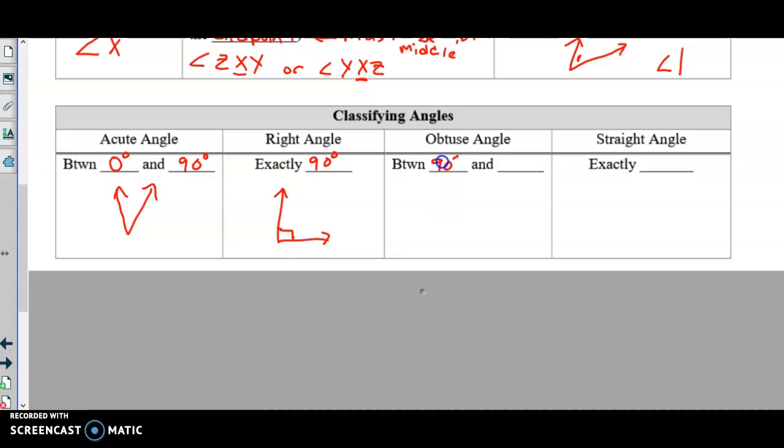Obtuse is between 90 degrees and 180 degrees. So it might look something like this. Here's a vertex. And then a straight angle is exactly 180 degrees. Remember when we talked about opposite rays? If you have two rays that go in opposite directions and form a line, we can actually call that an angle, but it's a 180 degree angle, or a straight angle.